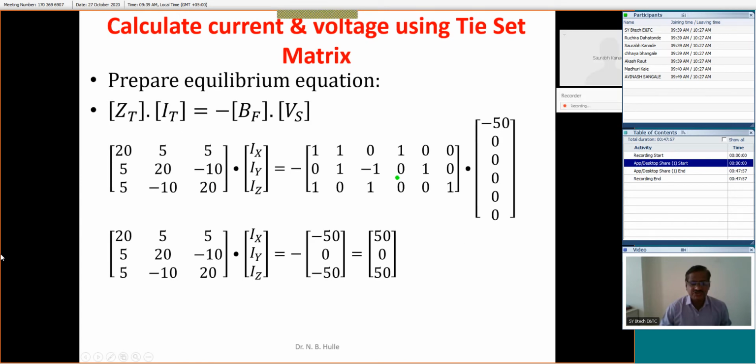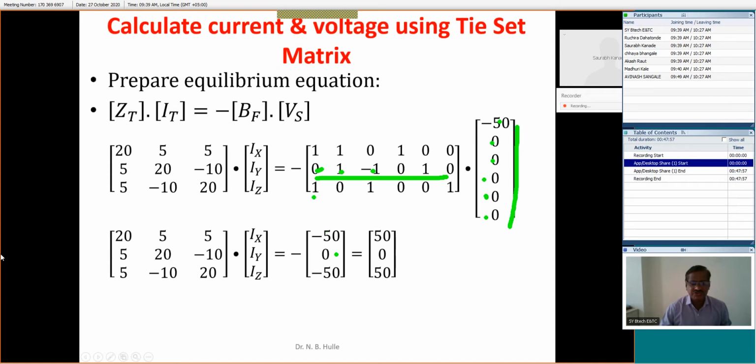So here in this case, what is the unknown? Unknown is this IX, IY and IZ. If we are finding this multiplication on the right hand side, this row into this column, 1 into minus 50 plus 0 plus 0 plus 0 plus 0 plus 0, means that value is minus 50, which is here. For the second row and the second column, how is the entry? 0 into minus 50 is 0, then 0 into this 1 is 0, this into this 0 is 0, then 0, then 0, then 0, this value is 0.